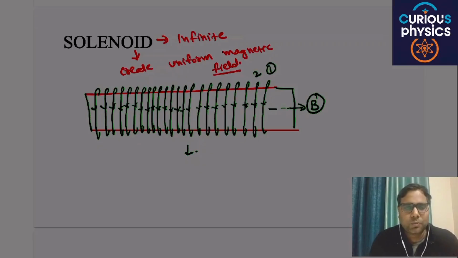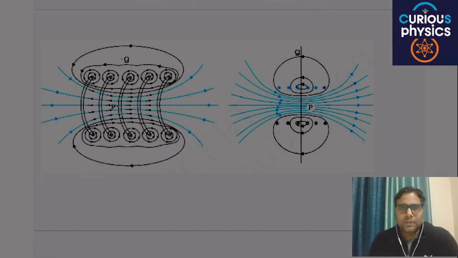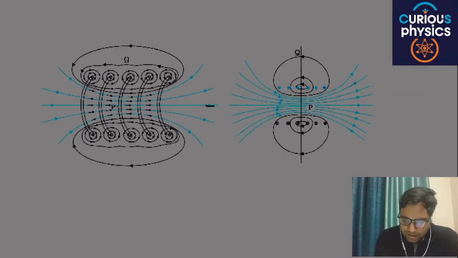But the idea should be in your mind: why do we use a solenoid? A solenoid is used to generate a uniform magnetic field. Are you able to understand my point or not? These two diagrams are given in your book. In this diagram, in every loop the direction of current is like this, so the magnetic field is in this direction.